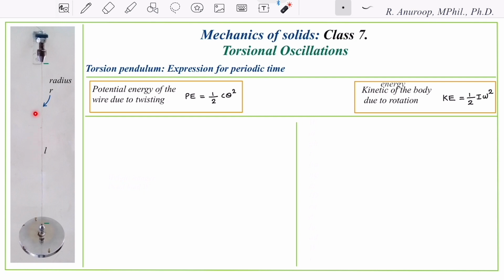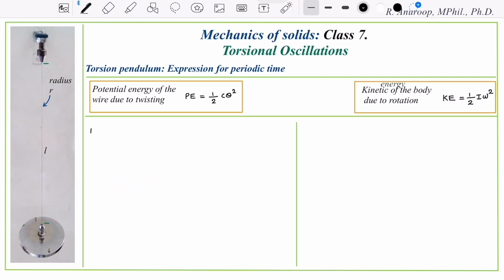This is the wire which is twisted. So the potential energy of the wire is half c theta square, and this is the disk which is oscillating. So the kinetic energy of the disk due to rotation is half I omega square.